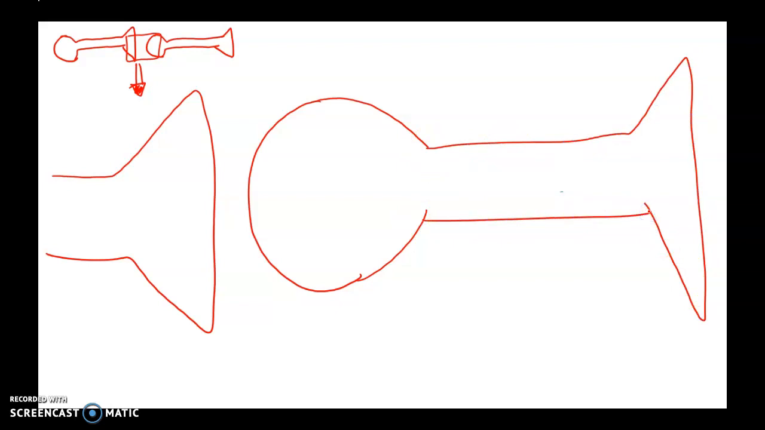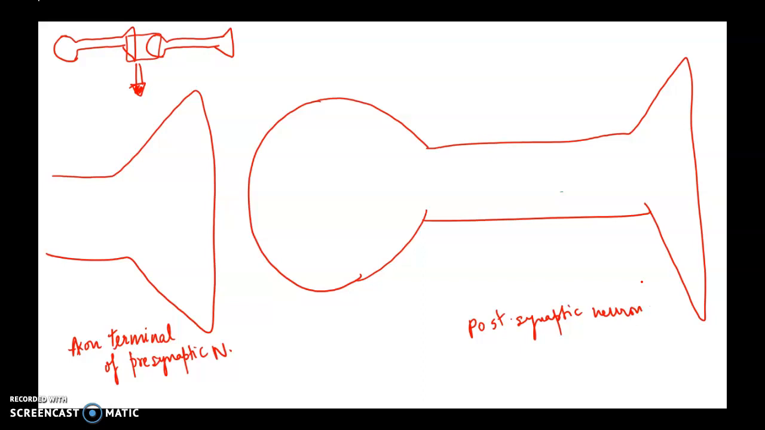Okay, so right here we see the axon terminal. We see the axon terminal of a presynaptic neuron. And we see the postsynaptic neuron, right? So what's happening here? Now, an action potential will travel down the axon of the presynaptic neuron. So we have the action potential here.